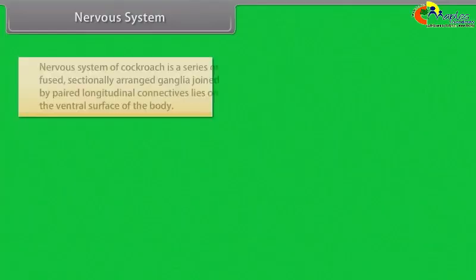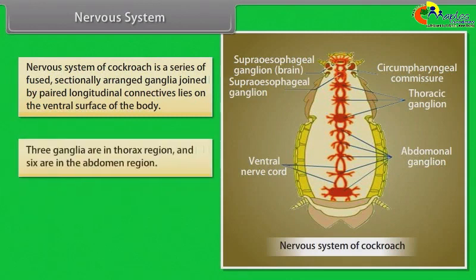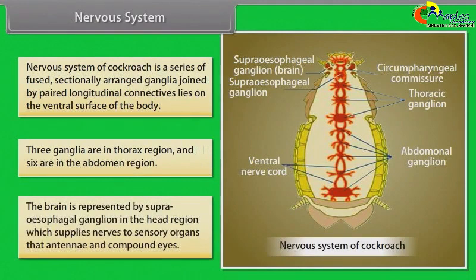Nervous system. The nervous system of the cockroach is a series of fused, segmentally arranged ganglia joined by paired longitudinal connectives, lying on the ventral surface of the body. 3 ganglia are in the thorax region and 6 are in the abdomen region. The brain is represented by the supraoesophageal ganglion in the head region, which supplies nerves to the sensory organs, that is, the antennae and compound eyes.